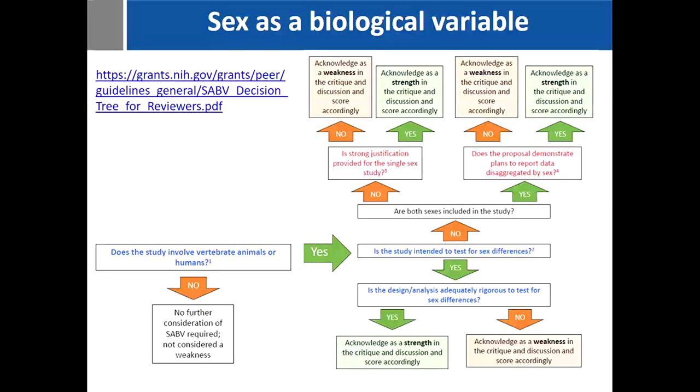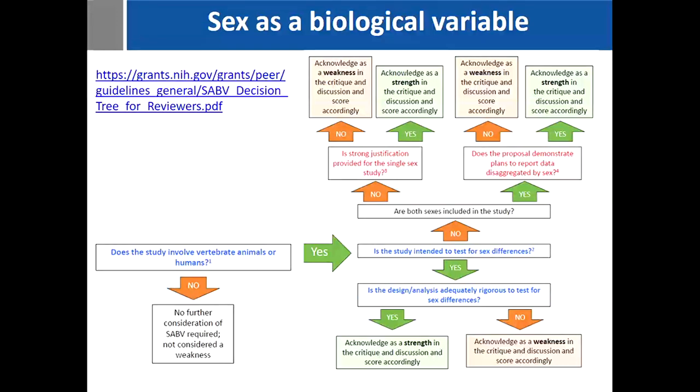If the answer is no, then we look over to this next box: are both sexes included in the study? If the answer is no, then you need to have a strong scientific justification for that. Cost is not one, but studying ovarian cancer or prostate cancer is an understandable and scientifically justified reason. If both sexes are included, then reviewers are asked to look for, does the proposal talk about plans to report data by individual sex?